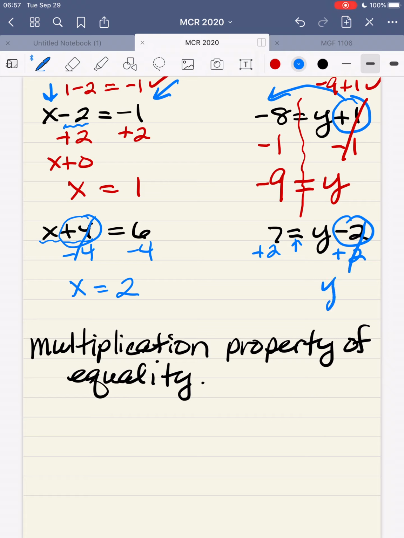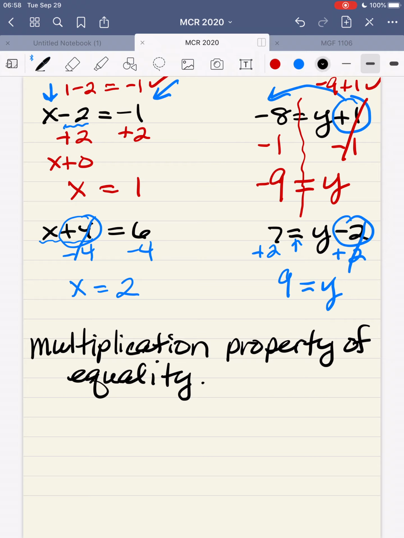These cancel, leaving me with y, and 7 plus 2 is positive 9. Okay. So that's the addition property of equality. Next we have the multiplication property of equality, and it basically means the same thing as we were talking about with addition and subtraction.